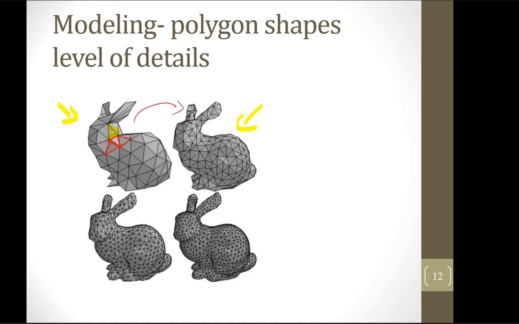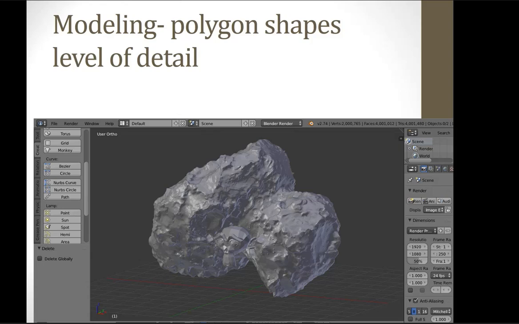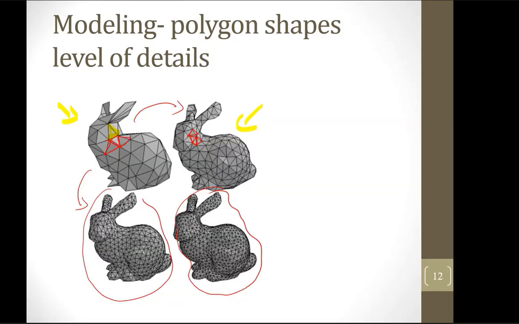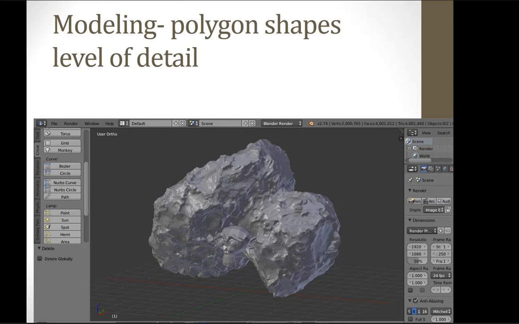Now, from this image to this image, what are we doing? We are refining the mesh. We are using smaller triangles or smaller polygons. The next image is refined again, so here we are also refining the mesh. If you need more detail, you have to refine the mesh. This is basically modeling, using polygon shapes.